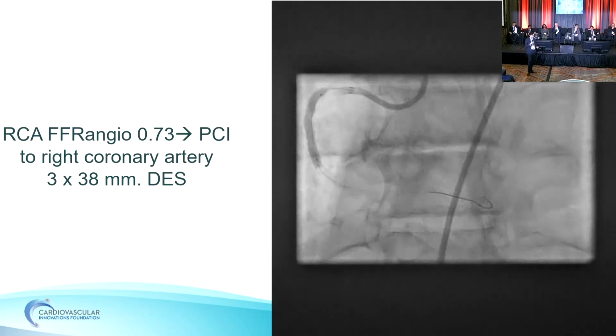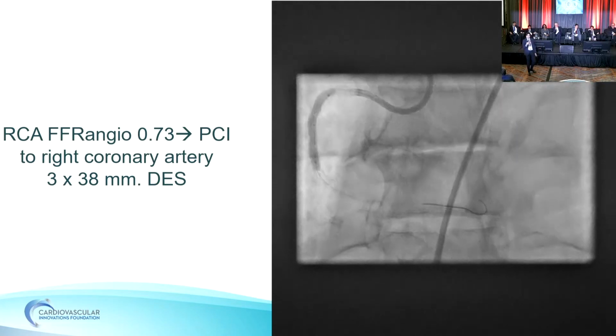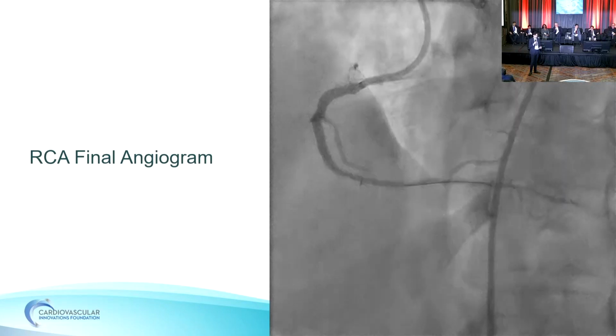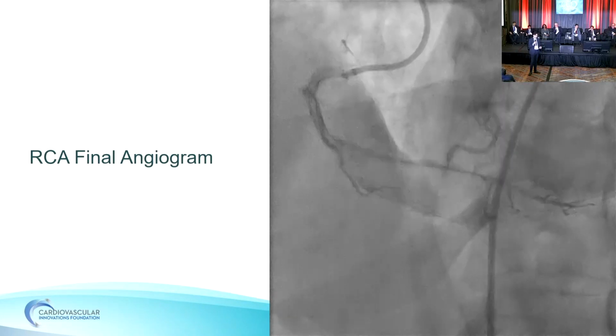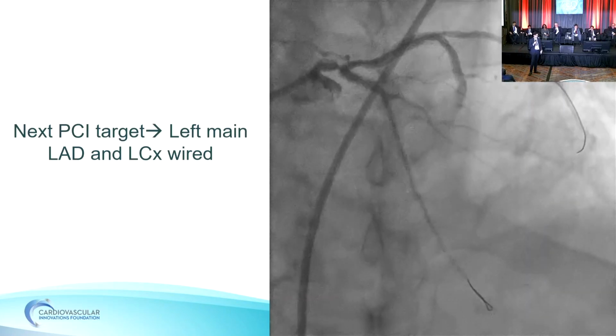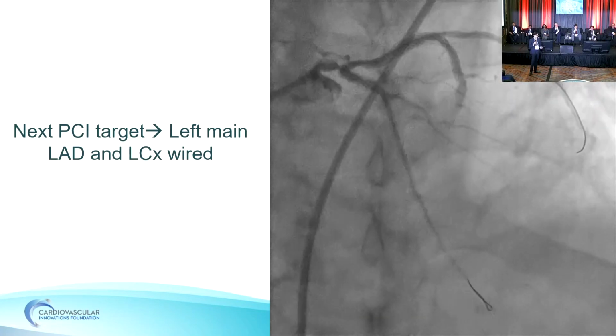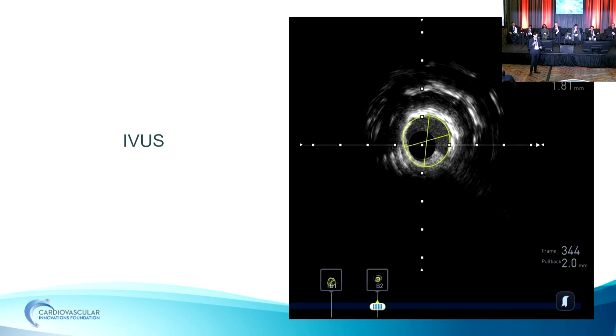It was a straightforward PCI of the right coronary artery. FFR angio was 0.73. We placed a 3.0 by 38 millimeter drug-eluting stent. Final angiogram showed a good result. Subsequently we turned our attention to the left main LAD. You can see we wired the LAD and wired the circumflex. We did IVUS, and there was severe underexpansion of that proximal LAD stent with a minimal luminal area of 1.7 and a minimal diameter of 1.7.